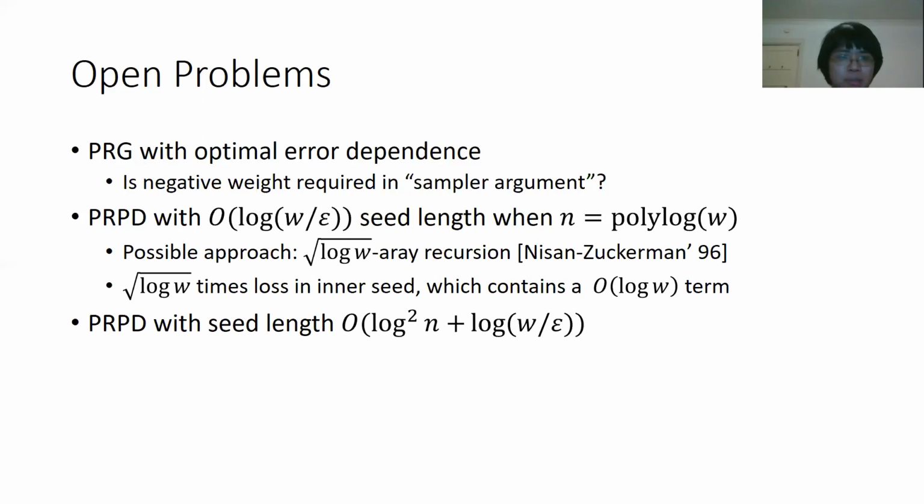And finally, the important problem is to get a PRPD with C length log square n plus log W over epsilon. If we can get such a PRPD explicitly, then this will imply that BPL is contained in log to the 4/3.